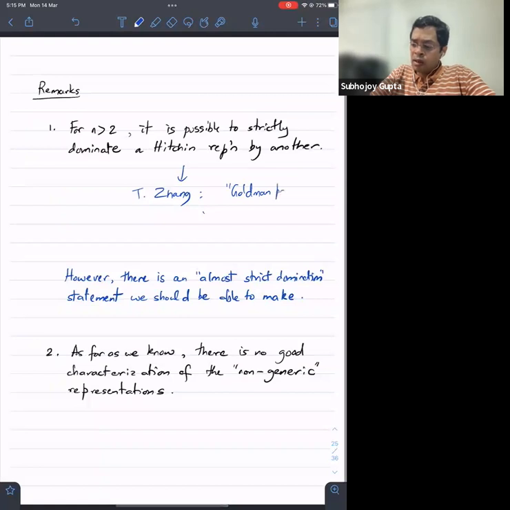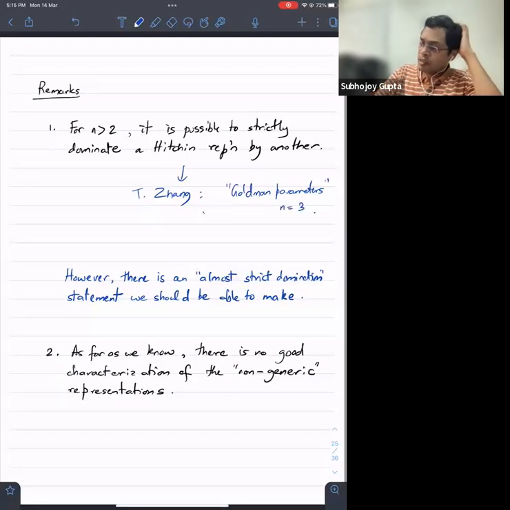But he uses what are called Goldman parameters. He also has a version for Hitchin representations, but for n equal to 3, these are parameters on pairs of pants, and he showed that if you deform them in a certain way, you scale them, you increase them in a certain way, then the lengths of curves will eventually grow. That is how increasing lengths of curves was done in this context.